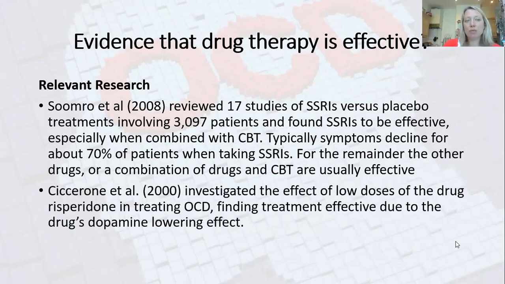There's also this one, Italian, I assume, Cicciarone, in 2000. He looked at a drug that basically lowered dopamine. So we looked at some of those antipsychotic drugs in the previous slide. So Cicciarone looked at whether or not giving those drugs for lowering dopamine, as opposed to lowering serotonin, was effective. And he found that it was, or she found that it was, actually, I don't know.